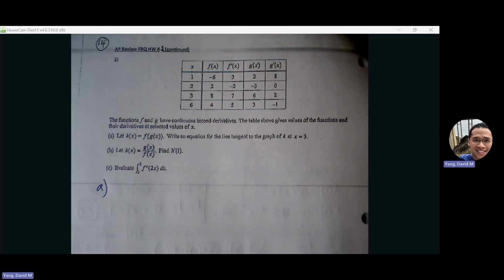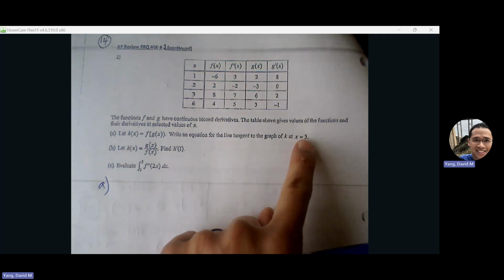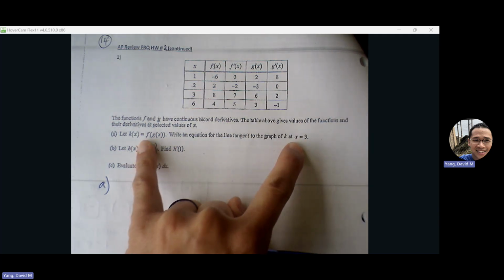Okay, page 14. Let k of x equal f of g of x. Write the equation of the tangent line to the graph of k at x equals 3. So now it's asking for a tangent line equation. What information do we need for a tangent line equation? A point. For the point, we can just plug 3 into the k of x function.